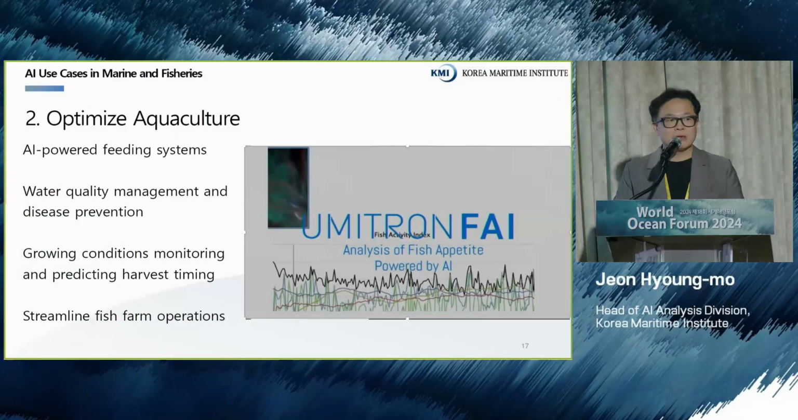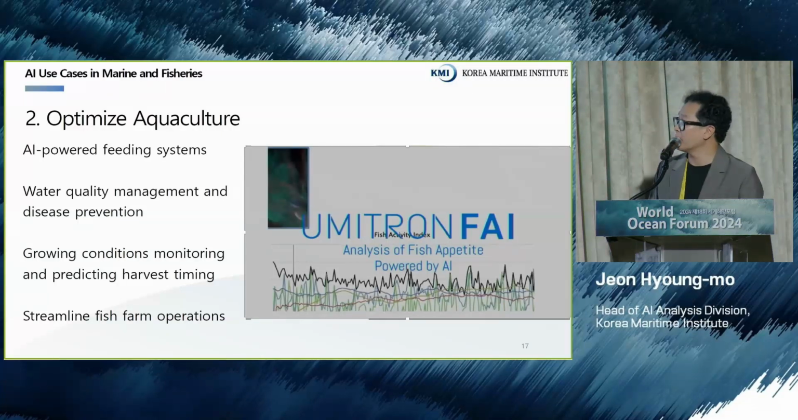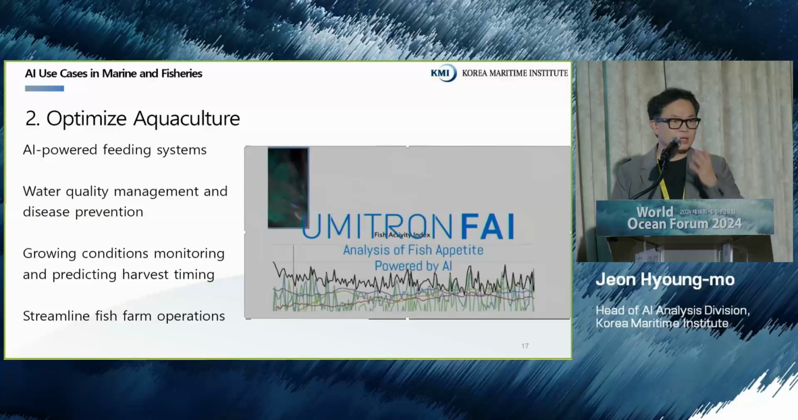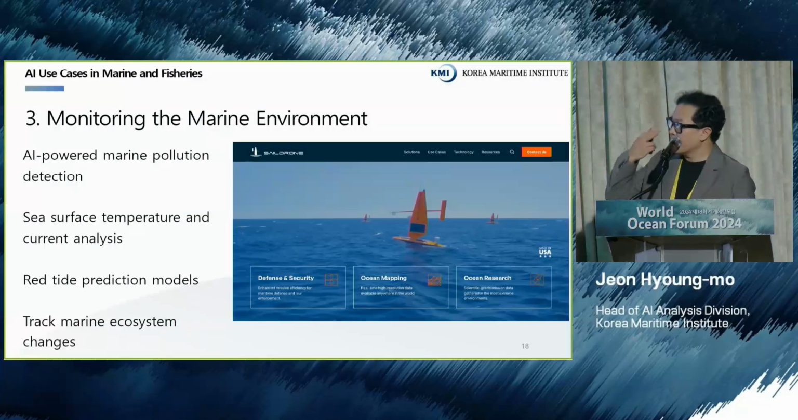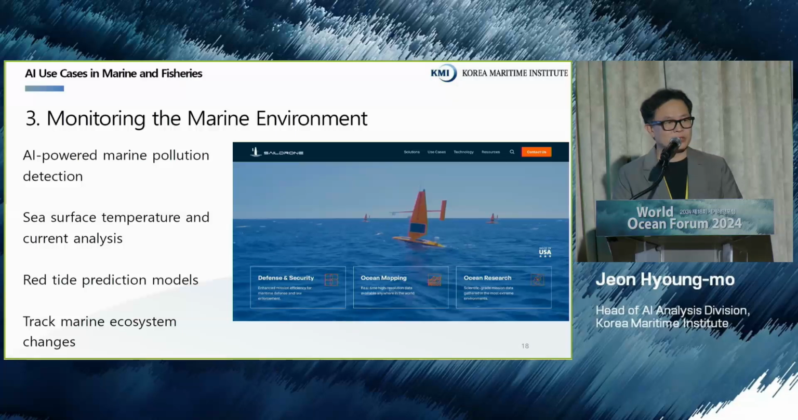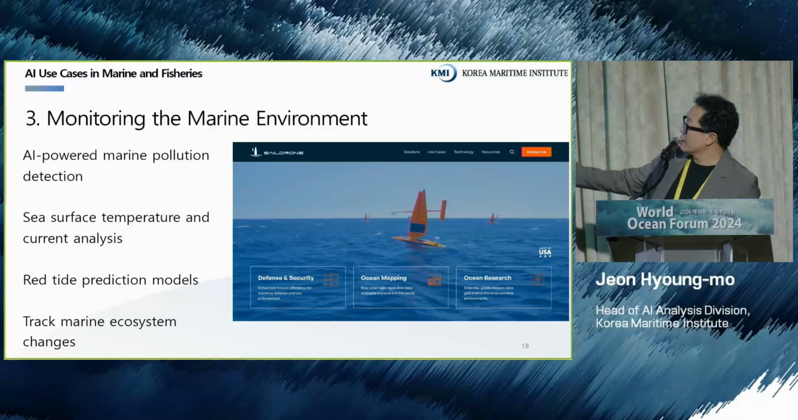Next is the aquaculture side. As mentioned, the feeding amount or actual feeding nutrient can be analyzed using AI. This is a Japanese company. They have introduced an AI system to breeding, feeding, and the actual food chain of the aquaculture system.